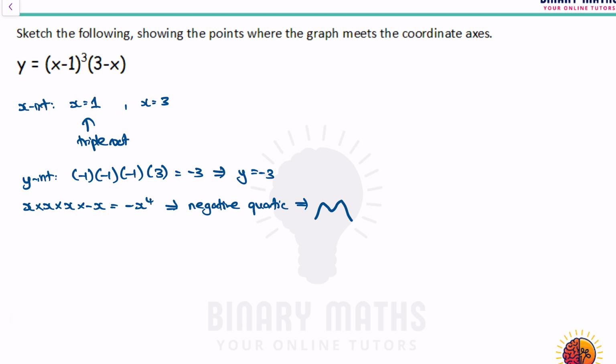Okay, so if I were to sketch this, okay, x equals 1 is a triple root, so it's going to do a twisty thing there. X equals 3 is a single root, so it's just going to go through it. Y is equal to -3 is a y-intercept, so it's going to go through y equals -3. At 1, because it's a triple root, it's going to do a twisty thing, like a cubic graph, like a twist. Okay, and then because 3 is a single root, it's going to come through to the other side. So that's how it would look.